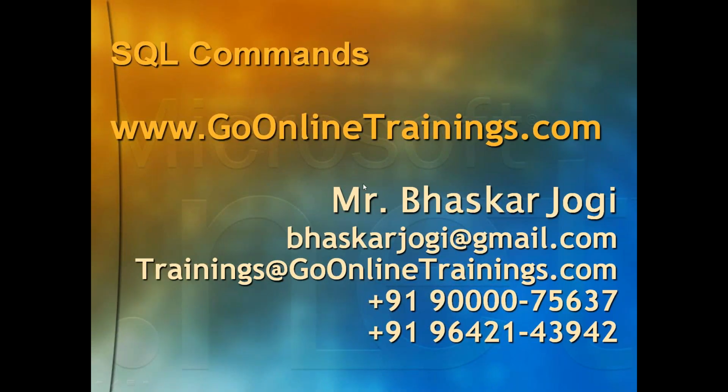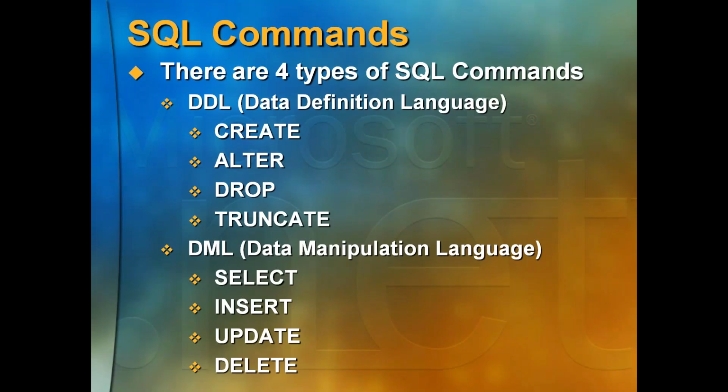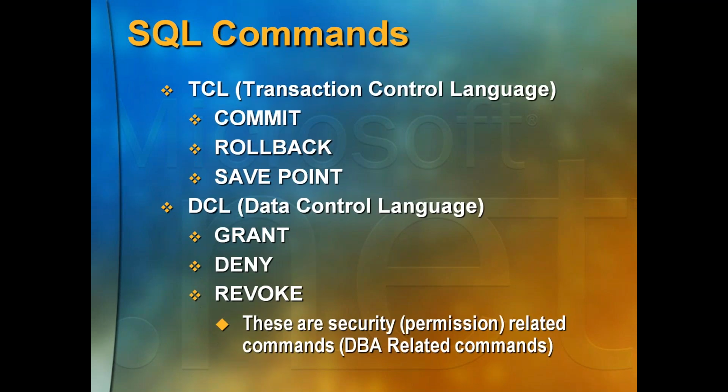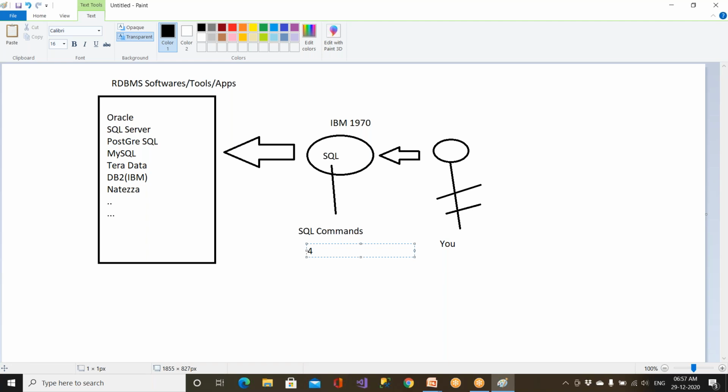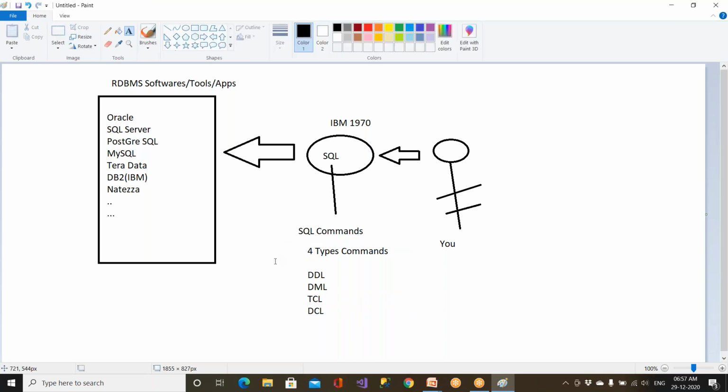So we are going to learn SQL commands from today. Clear? So what are the commands that we have? There are four types of commands in SQL. The first one is called DDL commands, then DML commands, TCL and DCL. Clear? So there are four types of commands we have: DDL command, DML command, TCL command, and DCL command. These are the four commands that you should know.